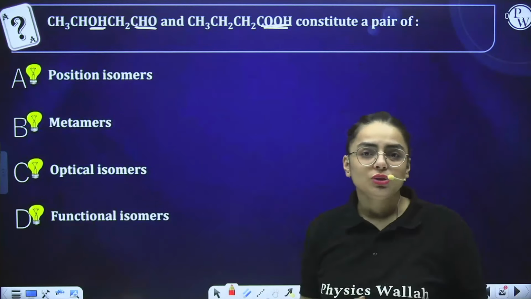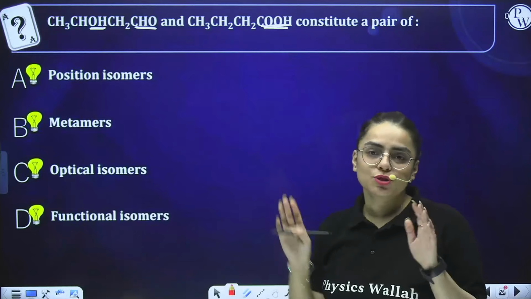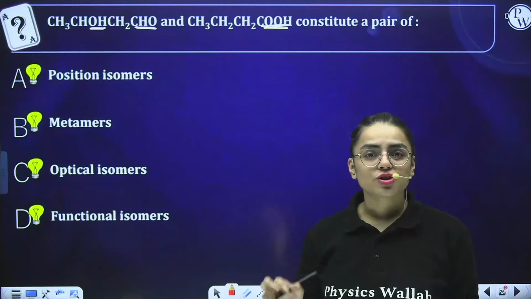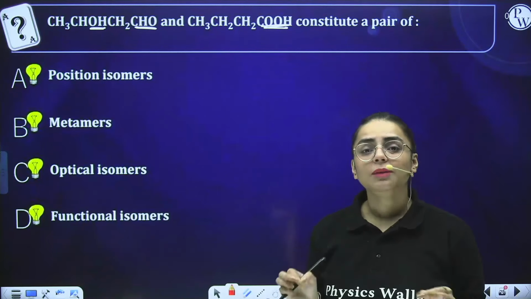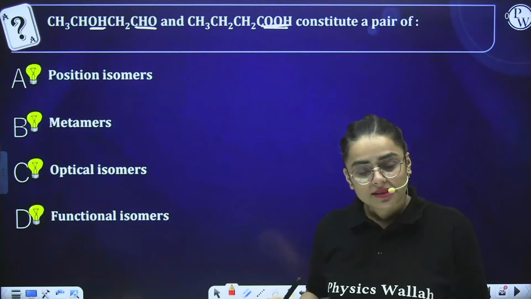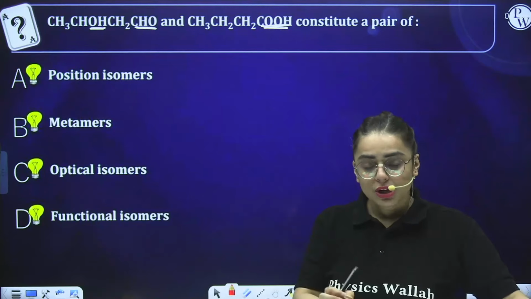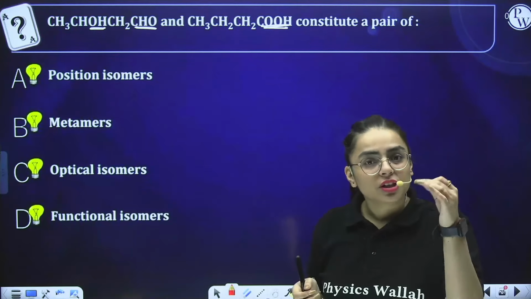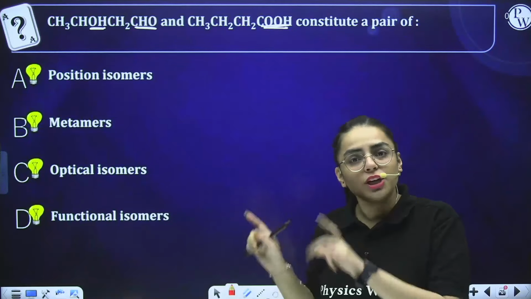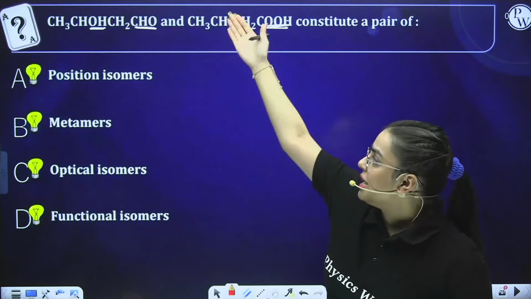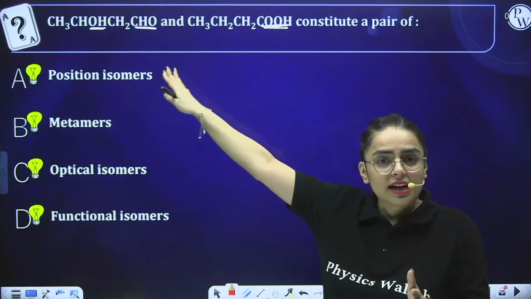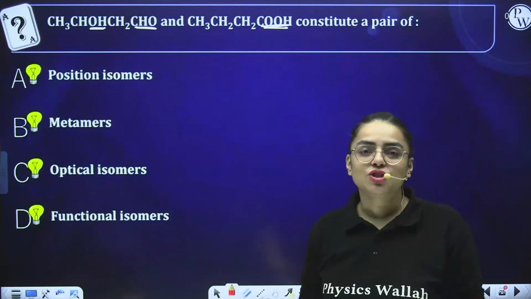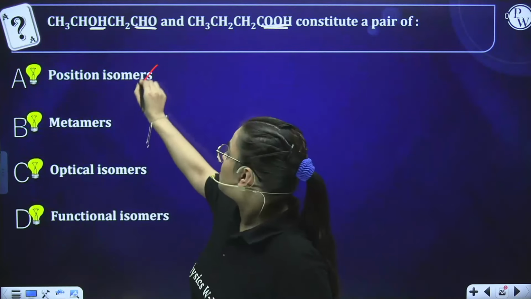Now, you know that the first option A says position isomers. In position isomers, we have studied that the nature of the functional group remains the same. That means if I am taking both of the cases, if I am talking about alcohol, I have to talk about alcohol in the other case also. If I am talking about ketone, in the other compound ketone should be present. But here what happens? In the very first compound we are seeing alcohol and aldehyde, in the second one we are seeing carboxylic acid. That means the nature of functional groups gets changed over here. So it can't be position isomers.